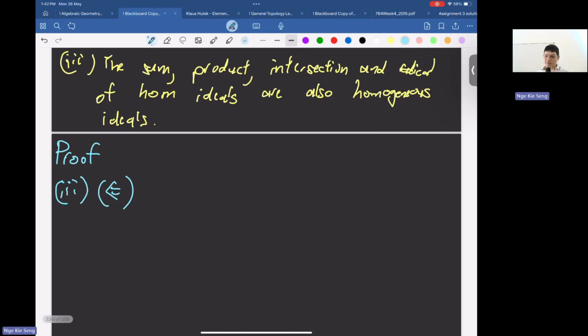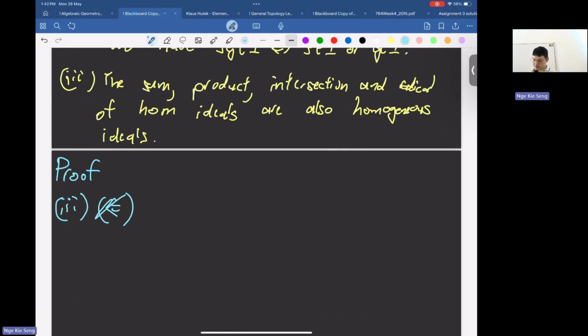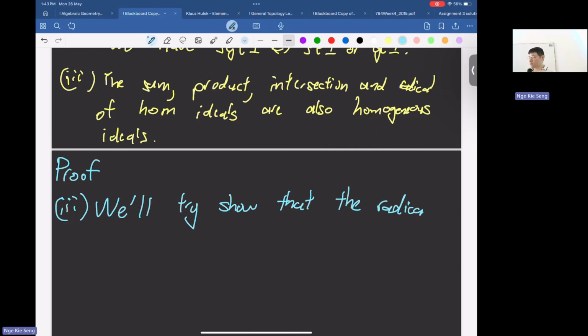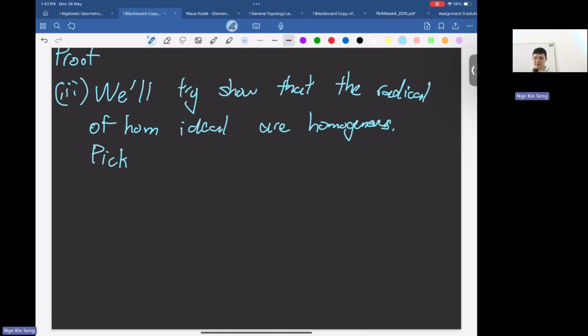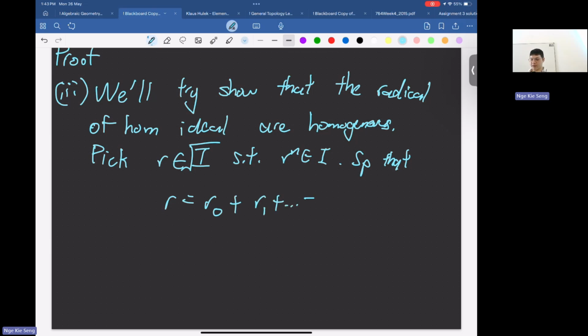So what we are going to do is, not two directions here, just one direction. We will try to show that the radical of a homogeneous ideal is homogeneous. Let's pick an R such that R^n is in I, so R is in the square root of I. Then suppose that R can be written as a direct sum of homogeneous parts. Now our problem is to show that all these homogeneous parts live inside the square root of I.